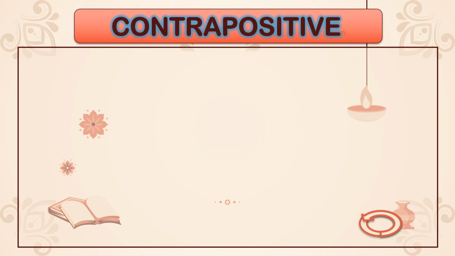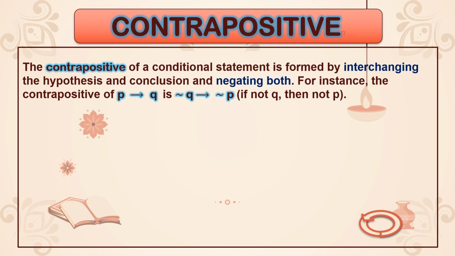For the contrapositive, the contrapositive of a conditional statement is formed by interchanging the hypothesis and conclusion and negating both. So, ibig sabihin, magpapalit lang si hypothesis and conclusion ng pwesto doon sa statement and then ine-negate mo lang po sila. Okay, for instance, the contrapositive of P implies Q. Ito yung conditional statement natin, magiging Q implies P. And then, kapag ninegate mo, magiging not Q implies not P. Or, if not Q, then not P.